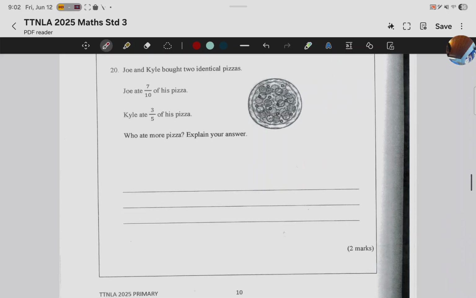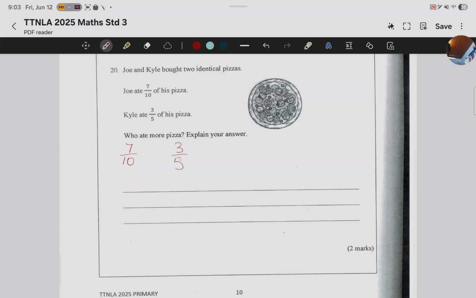Joe and Kyle bought 2 identical pizzas. Joe ate 7/10 of his pizza. Kyle ate 3/5 of his pizza. Who ate more? Explain why. So basically we need to compare fractions here.